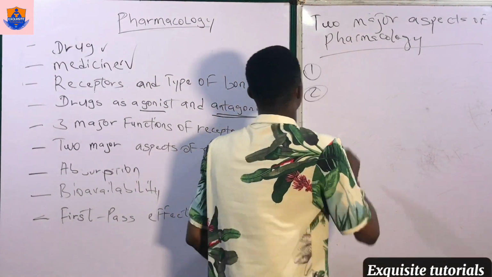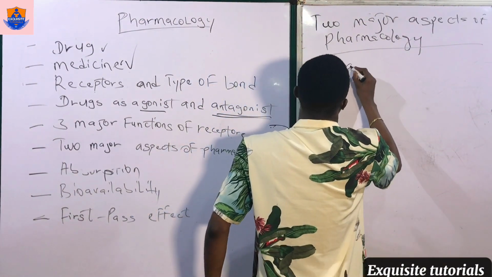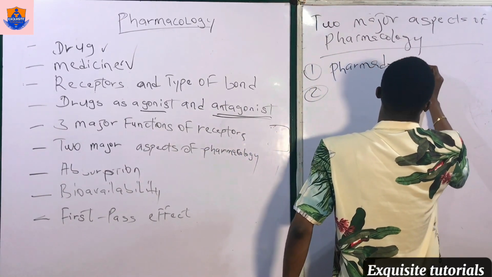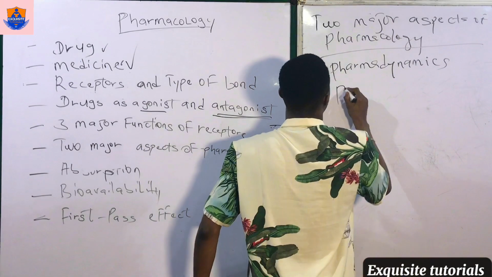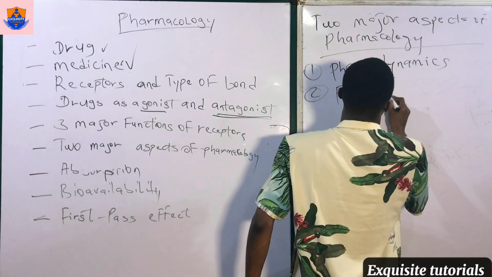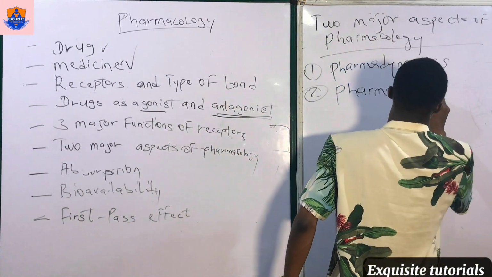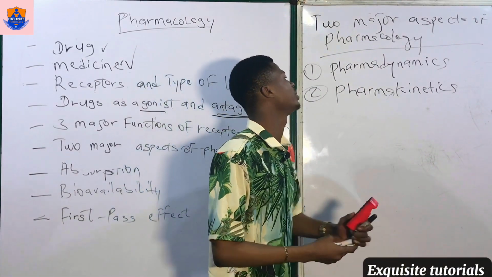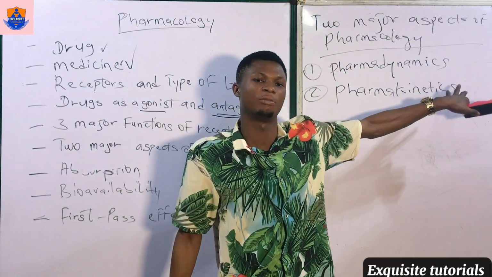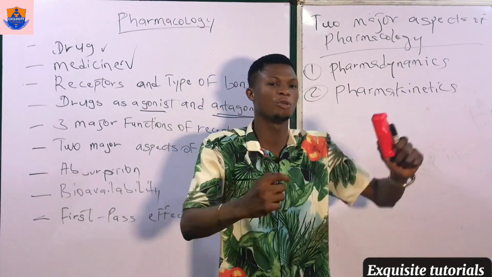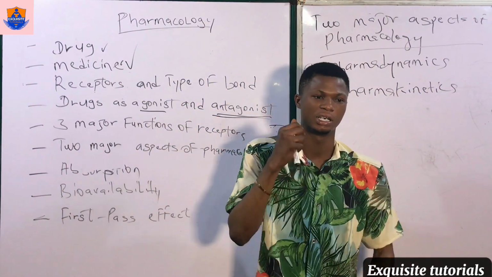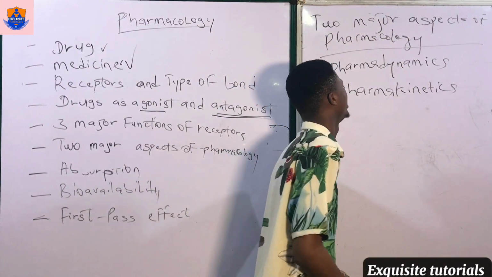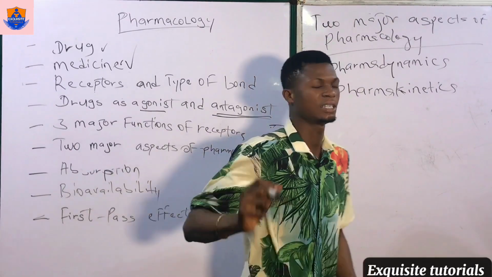You will see a word like pharmacodynamics, and you see another word like pharmacokinetics. These are the two major things that you need to understand if you must understand pharmacology. You just open your leaflet and you're reading through this and that and you see pharmacodynamics, pharmacokinetics, and you're like, what are these people saying? Now let me explain to you.